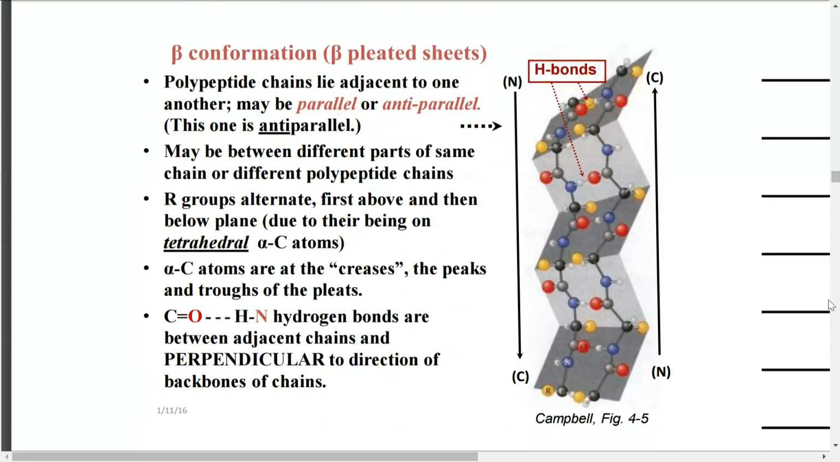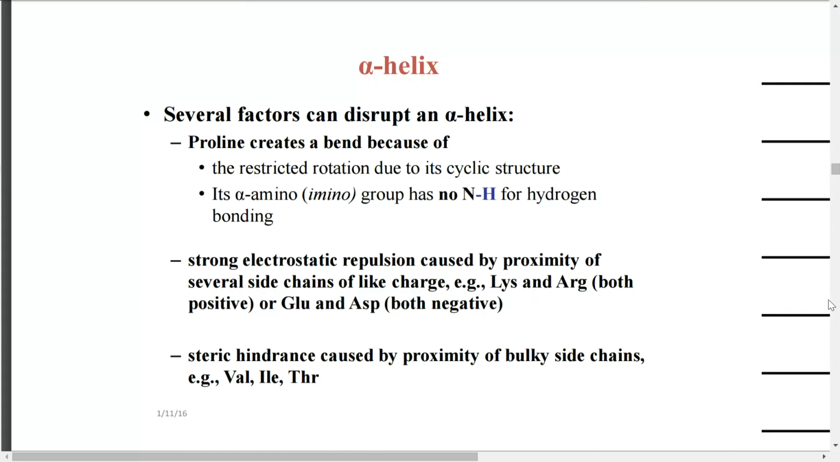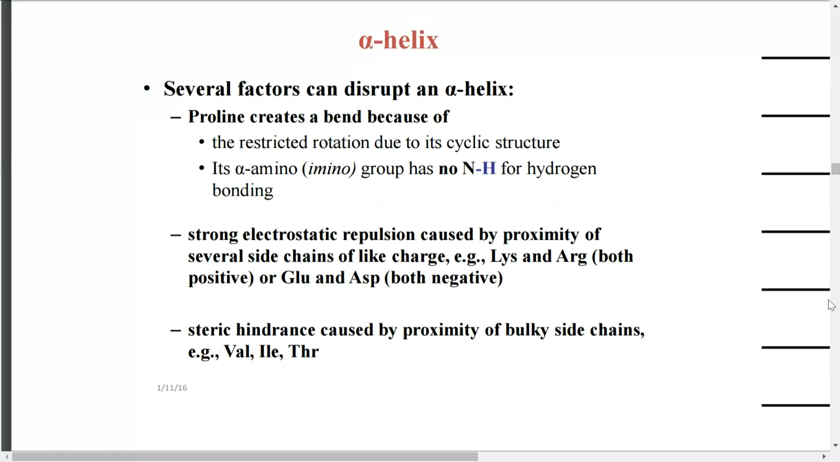Strong electrostatic repulsion caused by proximity of acidic side chains or basic side chains. Right? So if they're close to one another, the like charges will repel. That will disrupt those helices, overwhelm the hydrogen bonds. And then steric hindrance caused by very bulky side chains like valine, isoleucine and creatine can also disrupt. So that's just to say that the nature of the R groups is important in the actual integrity of all conformation, but in particular secondary structure.